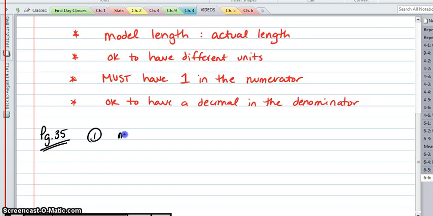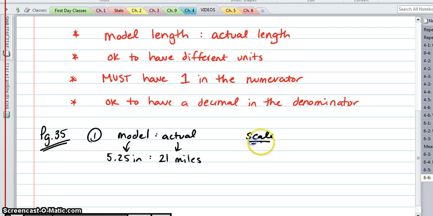So again, we always want to put the model to the actual length. So I'm not going to put 21 miles over 5.25 inches, even though 21 is listed first in this problem. What I'm going to do is look at the model, and in this case we're talking the map. So that's 5.25 inches to the actual distance of 21 miles. And we want to know the scale. Well, we almost have the scale. I have different units, that is fine. I have my model to the actual. What do I need to do? I need to get a 1 in the numerator. So let's go ahead and set up a proportion to solve for that.